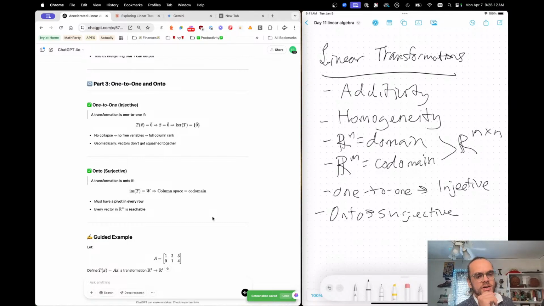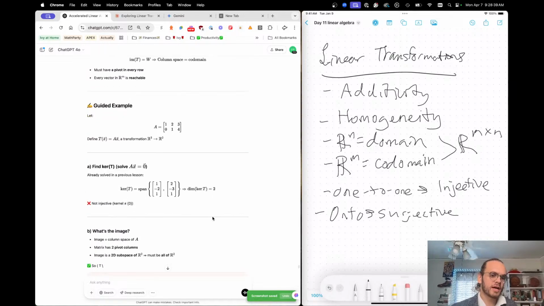A transformation is onto if the image of T equals W, which equals the column space, which equals the codomain. It must have a pivot in every row. Every vector in m-dimensional space is reachable. It's one-to-one if vectors don't get squashed together. There's no collapse, no free variables, full column rank. No free variables means one-to-one, and a pivot in every row means onto.